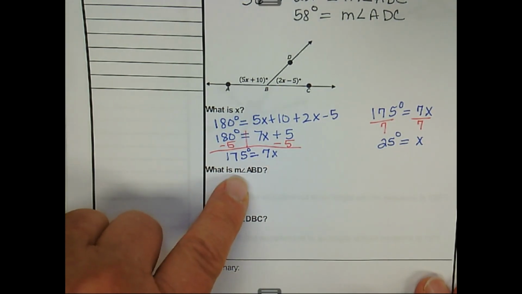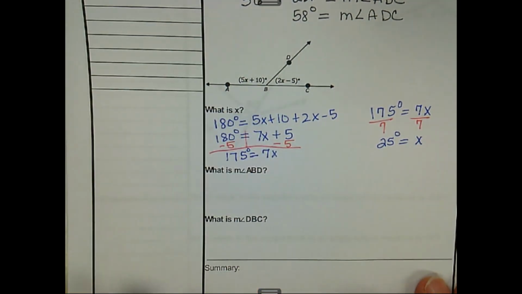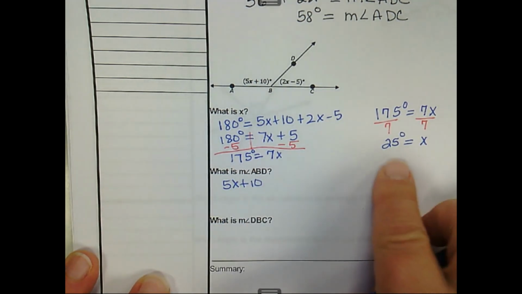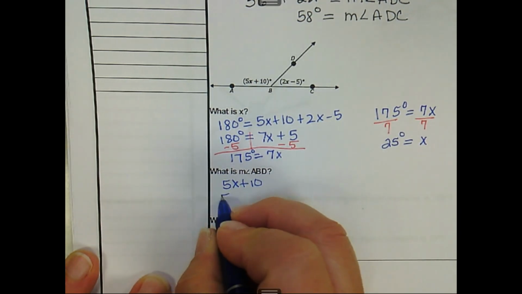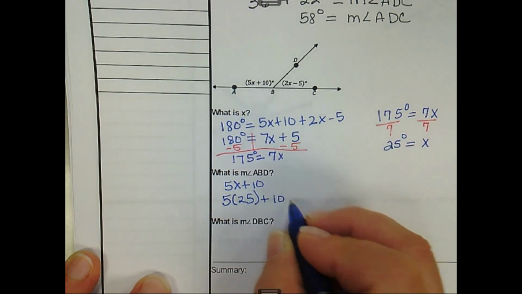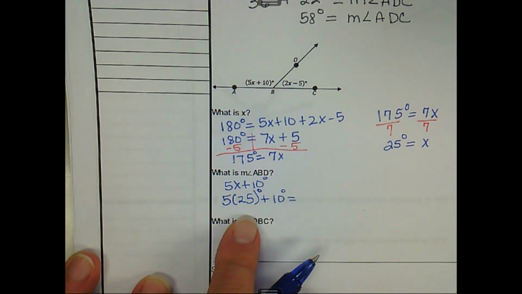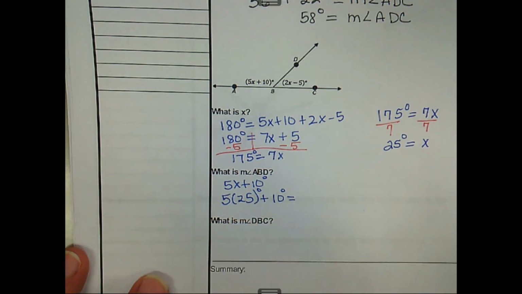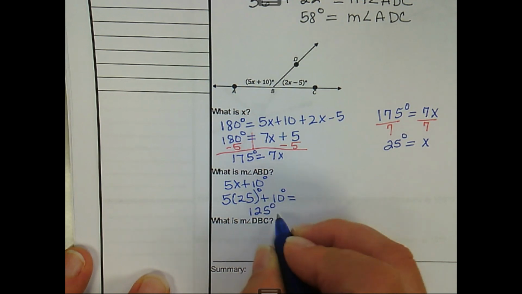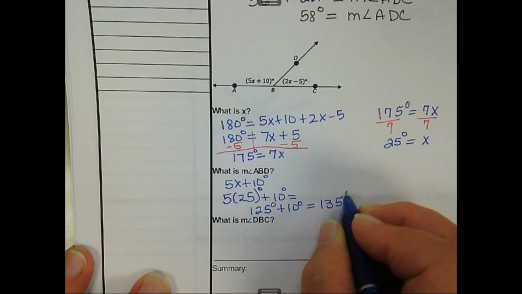If I'm looking at measure of angle ABD, it's 5x plus 10. But x is equal to 25, so it's 5 times 25 plus 10. And those are all in degrees. 5 times 25, well, 5 quarters gives me 125 plus 10 more will give me 135 degrees.